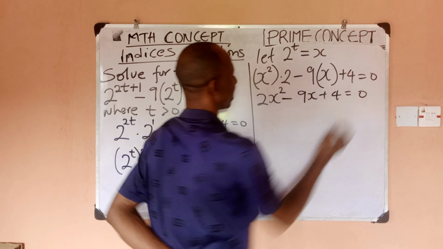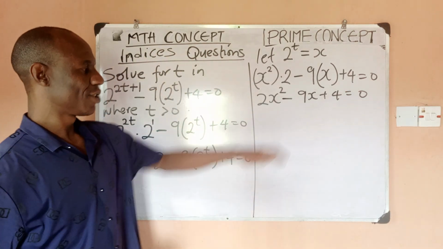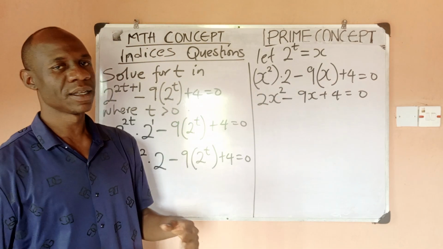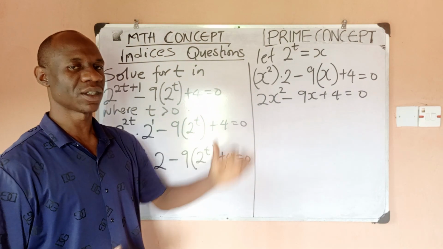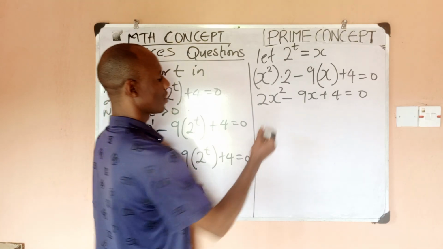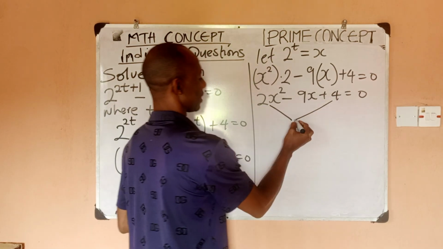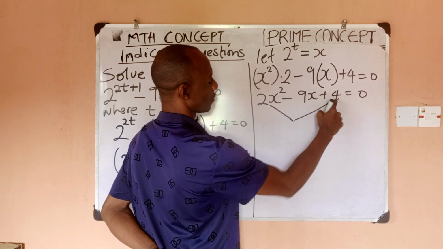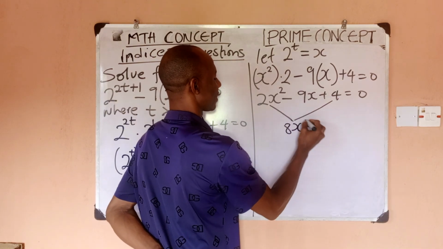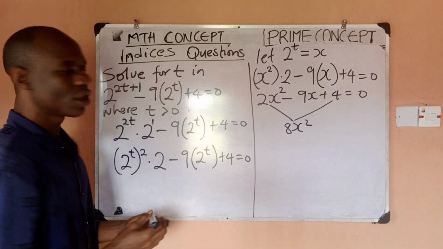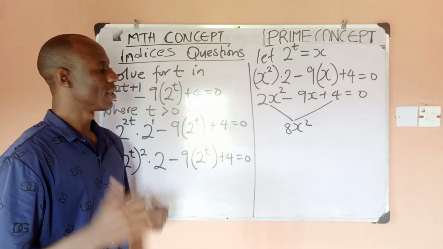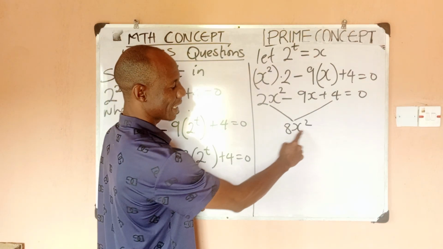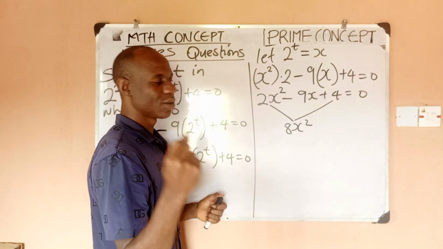Now, what are you clearly seeing? You are seeing that this is leading us to a quadratic. So this is a quadratic equation. So how do we solve this quadratic equation? Very simple. I'm going to multiply the first and the last. So this times this will give me 2 times 4, which is 8x squared. So I'm going to look for two numbers such that when I multiply those two numbers, it will give me 8x squared, but when I add those two numbers, it will give me minus 9x.